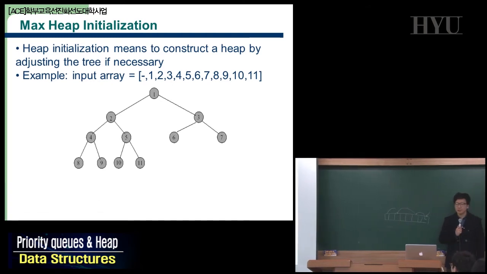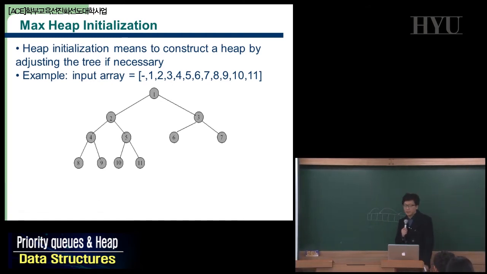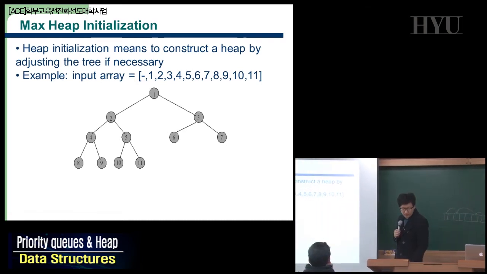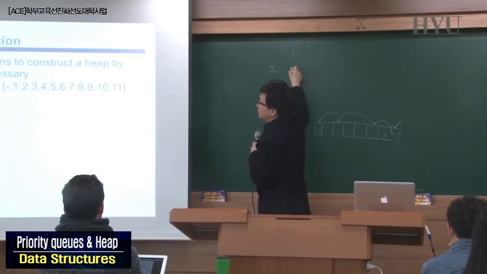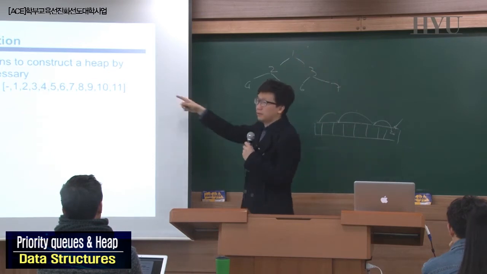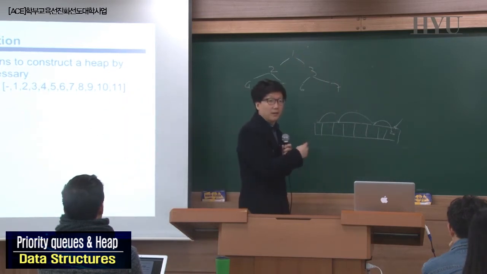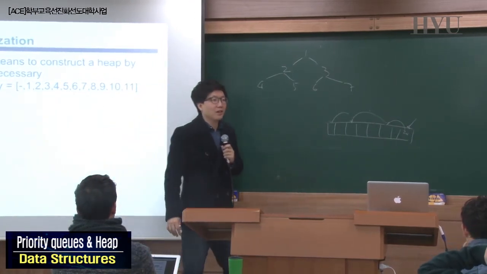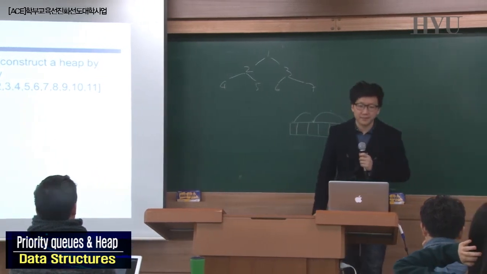Heap initialization, max heap initialization. Heap initialization means to construct a heap by adjusting the tree if necessary. For example, I give you an input array like this. So if I draw that, how do I draw that? Let's say 1, 2, 3, 4, 5, 6, 7. 그죠? That's the position of a tree in this way. Of course, this is empty. This is not minus. This is empty because we kind of ignore the 0 position, right? We discussed that.